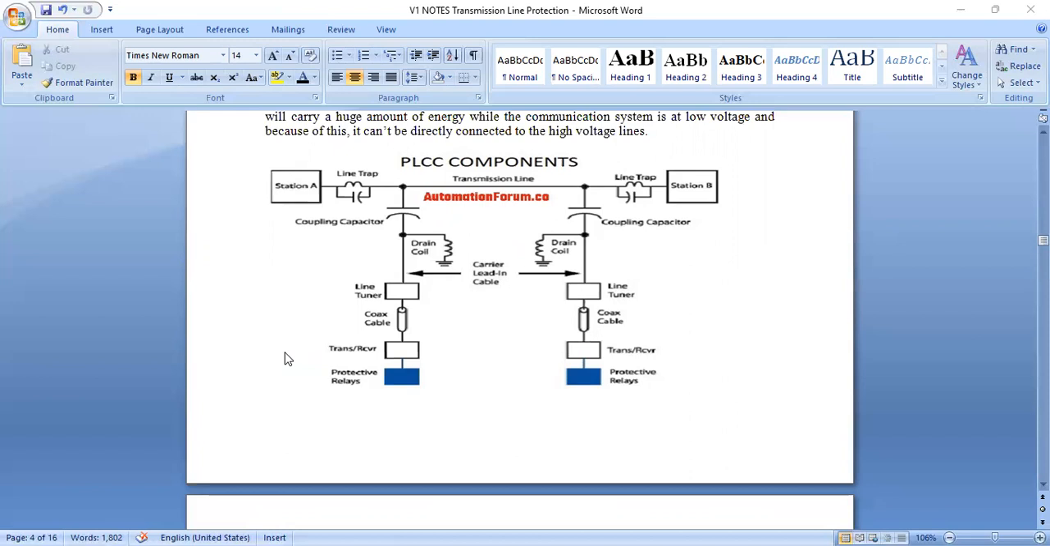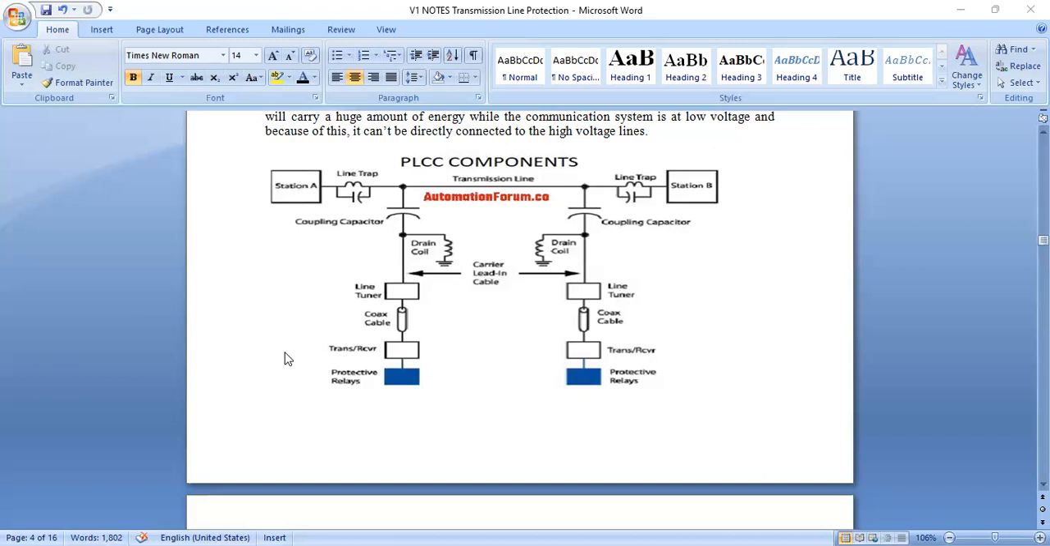Why are we using two phases? Suppose one phase becomes faulty. Then there is a problem in only one phase, and communication will not stop due to that, and the second phase immediately continues the communication.